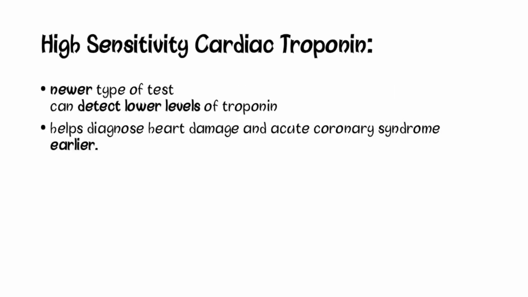Then the high sensitivity cardiac troponin. Several generations of the troponin test have been developed to provide more accurate and reliable results for faster and more accurate detection of heart attacks. The high sensitivity cardiac troponin is a newer type of test, and it can detect lower levels of troponin, and this can help diagnose heart damage and acute coronary syndrome earlier.